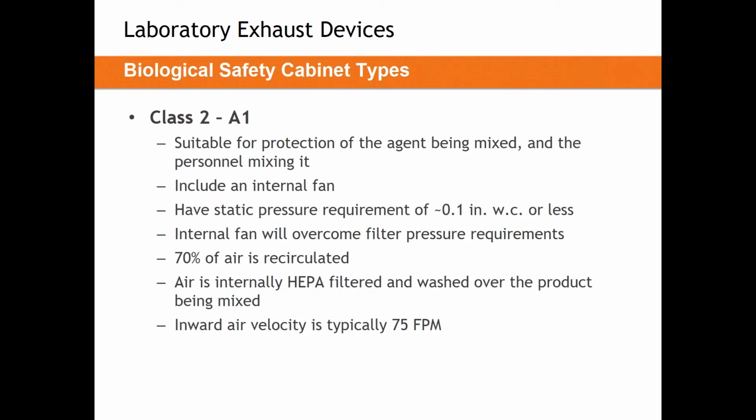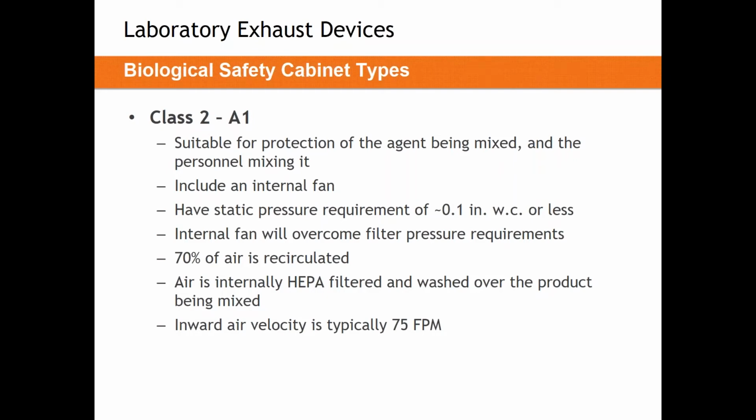Type A1, or actually all Class 2 devices, are suitable for protecting the agent being mixed and the person and the environment, meaning these protect everyone. So there's filtration everywhere on these devices. The clear definer between the A types and the B types is that second point. Types A1 and A2 include an internal fan. There's something to boost your pressure so it's not required to be made up by your exhaust system. So these have a fairly low static pressure requirement, in the range of 1/10 of an inch, give or take. The internal fan will overcome the filter pressure requirements.